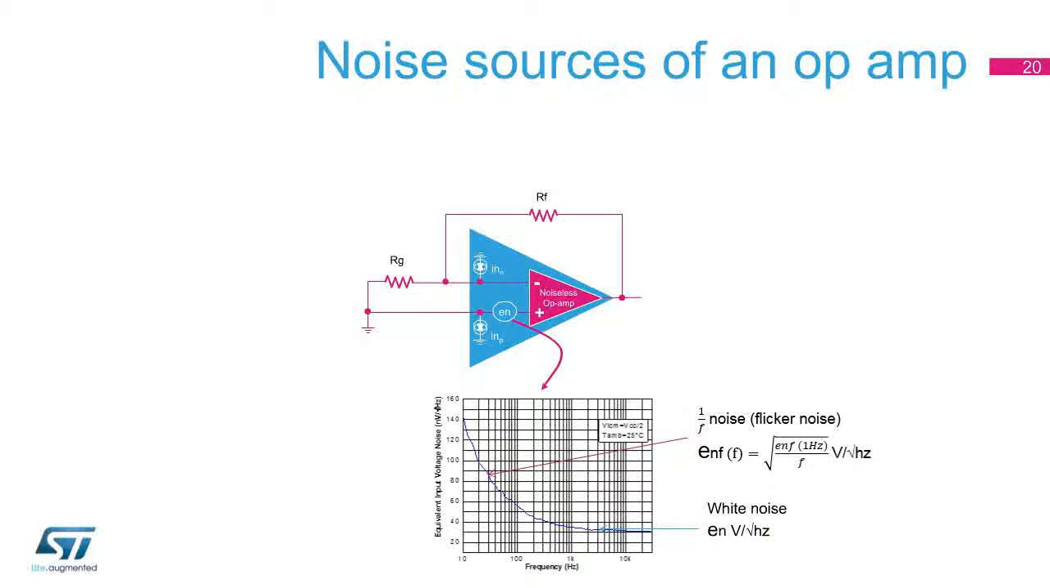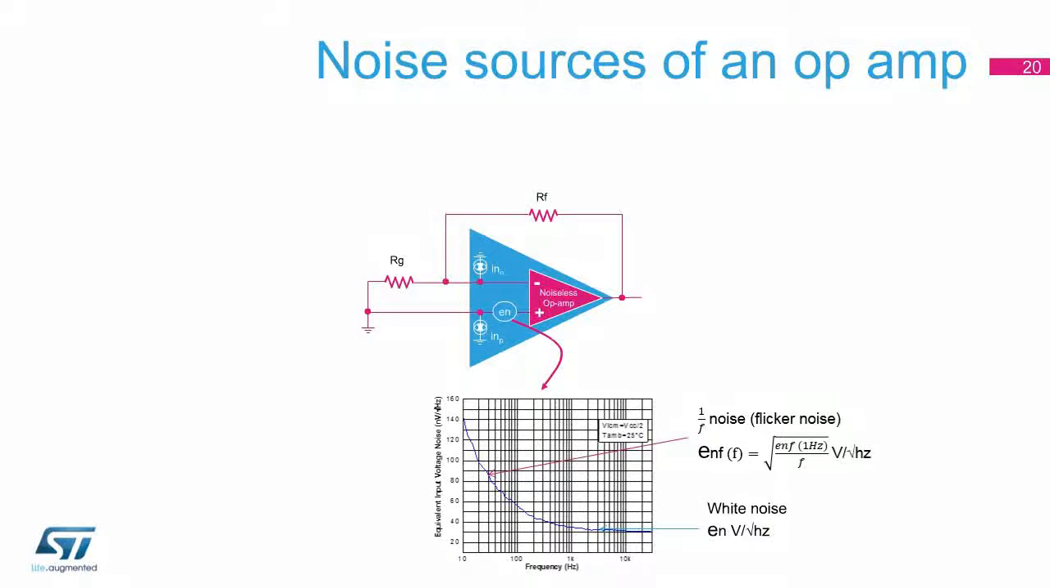After the 1/F corner frequency, the voltage noise source becomes white noise. It is a result of thermal agitation of the charges in an electric conductor, and it is also expressed in nanovolts per square root hertz. It is the main contributor of noise at higher frequencies. This is why, generally, in the data sheet, the noise spectral density is provided at different frequencies.